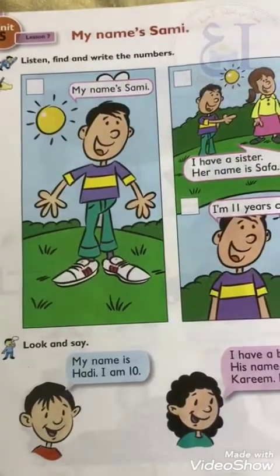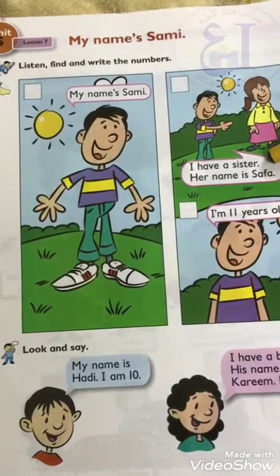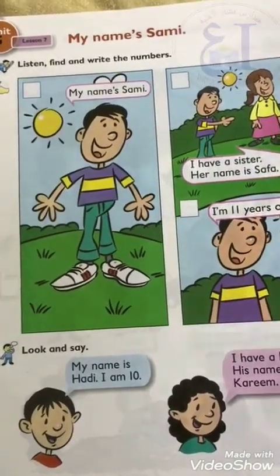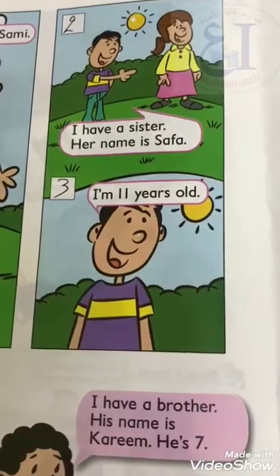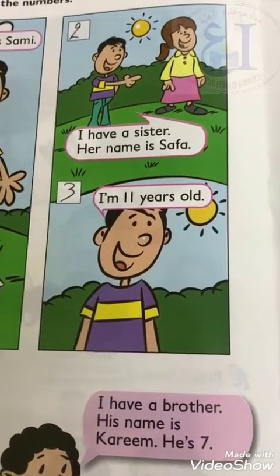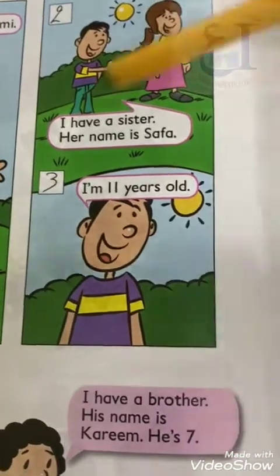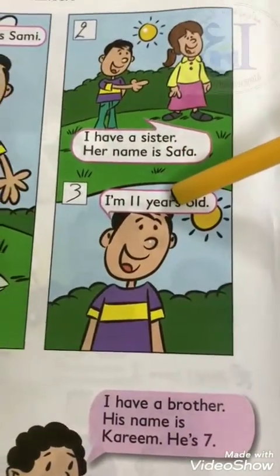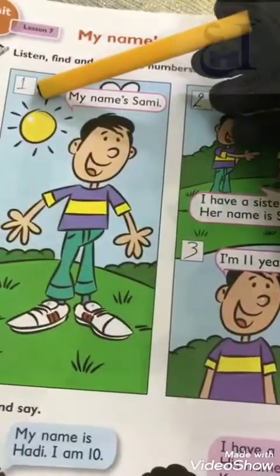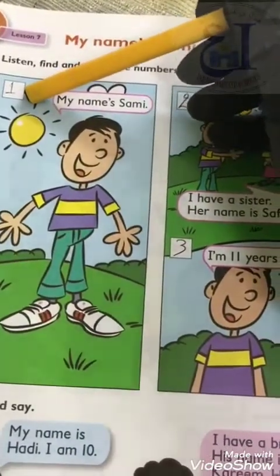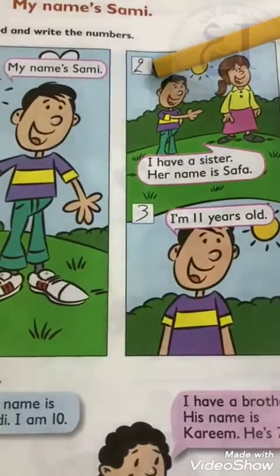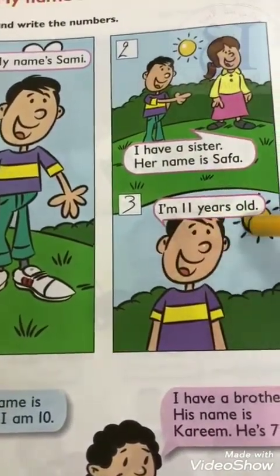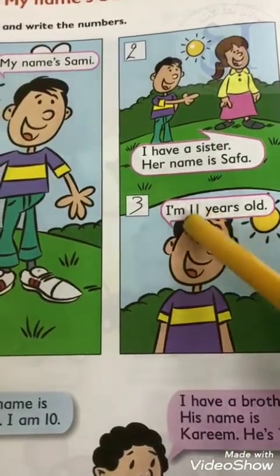I have a sister. Her name is Safa. Now, Sami tells us about his age. He says, I'm 11 years old. So, this is number one. You write number one here, and this is number two, and this is three.